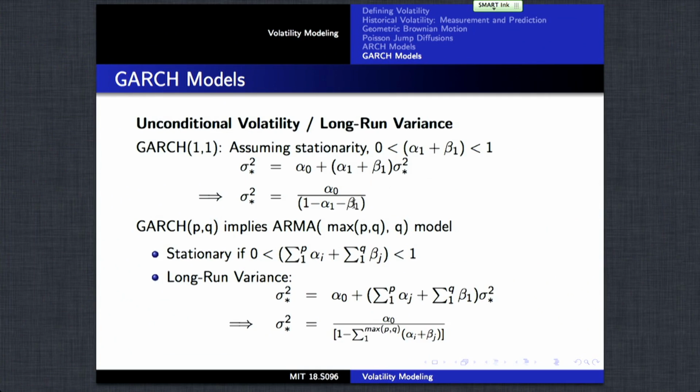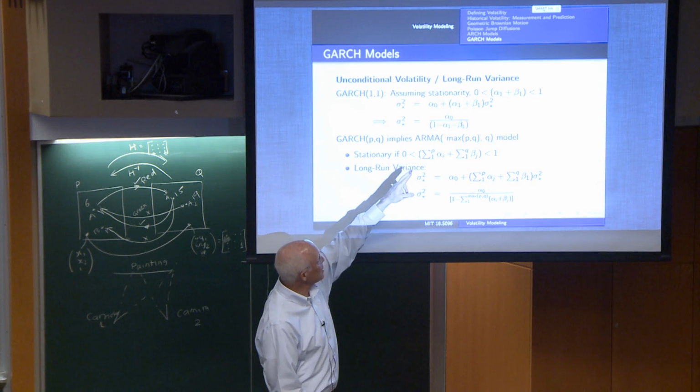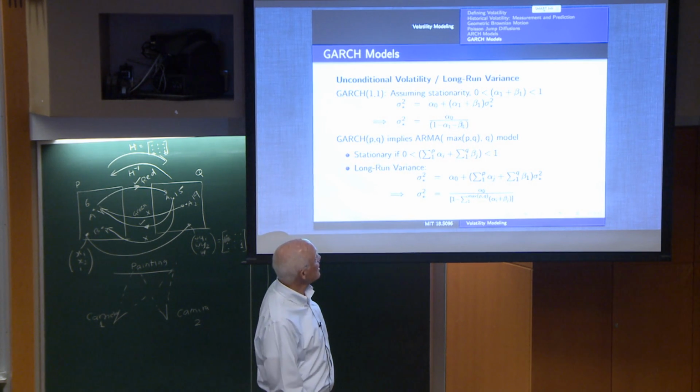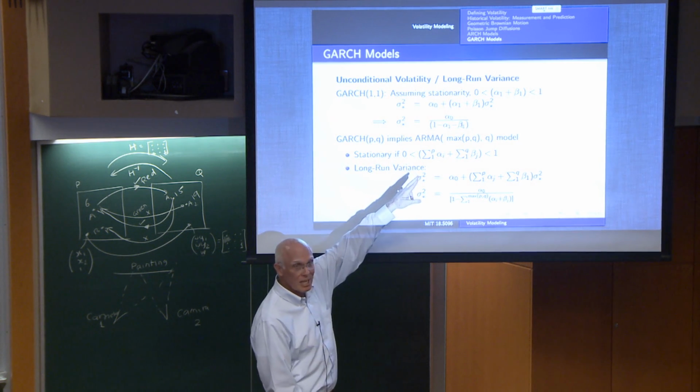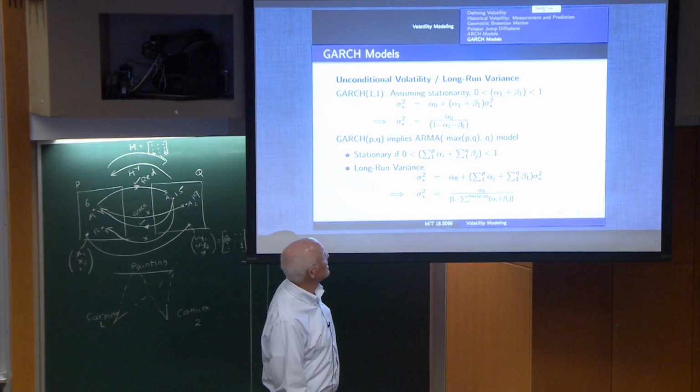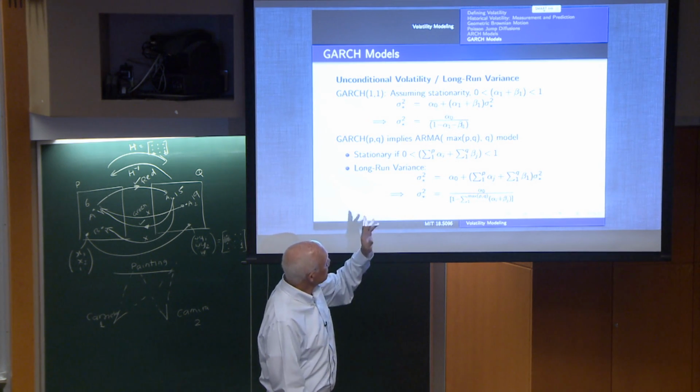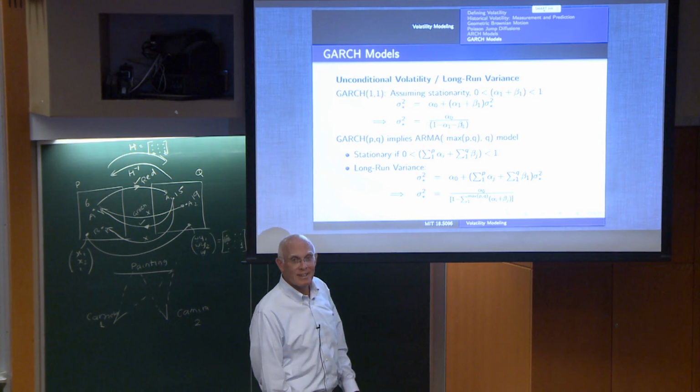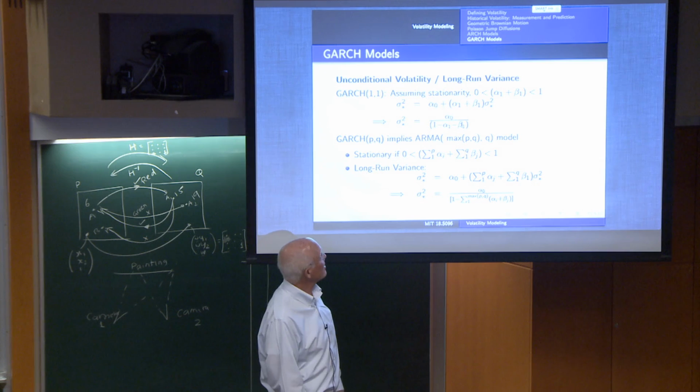Okay, let's look at the unconditional volatility or long-run variance of the GARCH model. If you take expectations on both sides of the GARCH model equation, you basically have the expectation of sigma squared sub t, in the long run sigma star squared, is alpha naught plus alpha 1 plus beta 1 times sigma star squared. So that sigma star squared there is the expectation of the t minus 1 volatility squared in the limit.